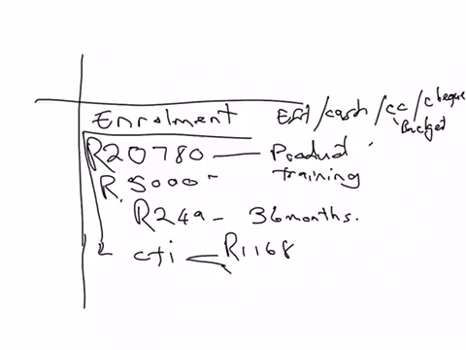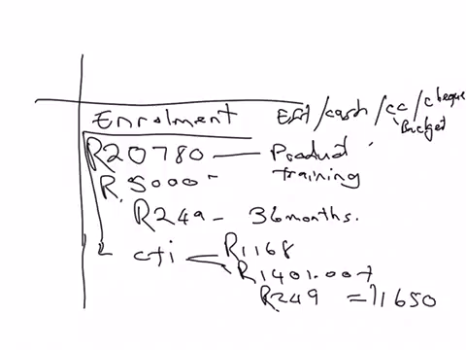If you want CTI to buy you the 5,000 Rand on top of the product, that's going to cost you altogether 1,401 Rand that you have to pay per month, plus the 249 Rand. That's going to equal 1,650 that you have to pay by debit order every month. That's also for 36 months.